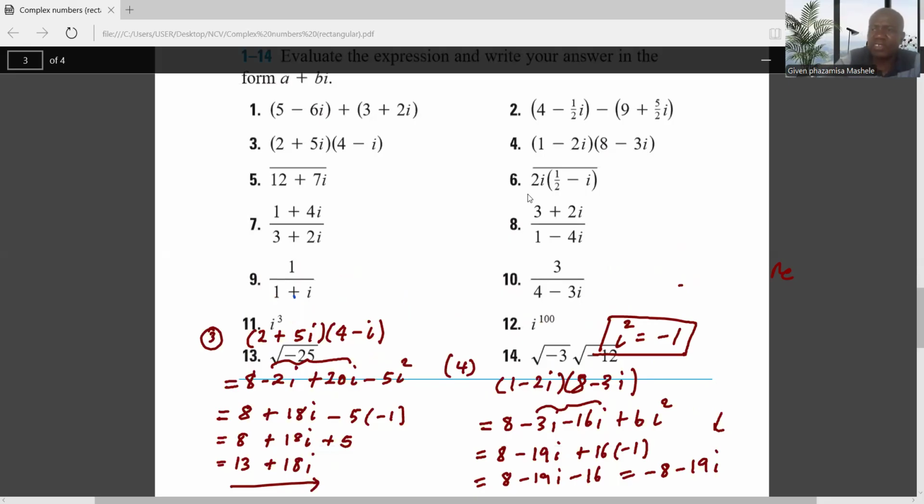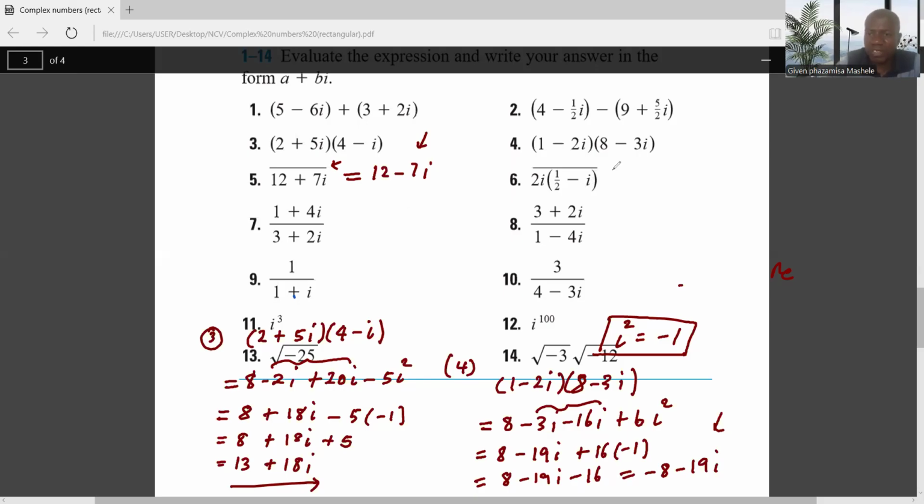Number 5, it is the conjugate. We want the conjugate of this complex number because there's a line here. This represents a conjugate of this. So it's straightforward. So the conjugate of this will just be 12 minus 7i. So we always change the b value because it's a reflection about the real axis. So that is the conjugate.